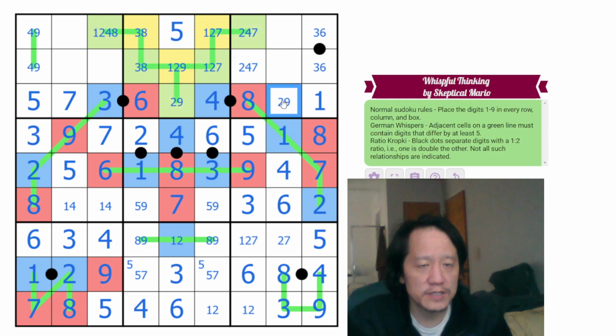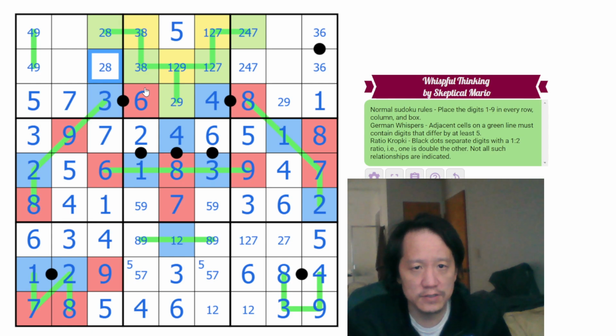This is 2 or 9. This is 2 or 9. This can't be 4, therefore it's a 1, therefore this is a 4. This can't be 1 or 4, so this is 2 or 8. This is 2 or 8. Either of those works. This is 1 and 6 is a pair.